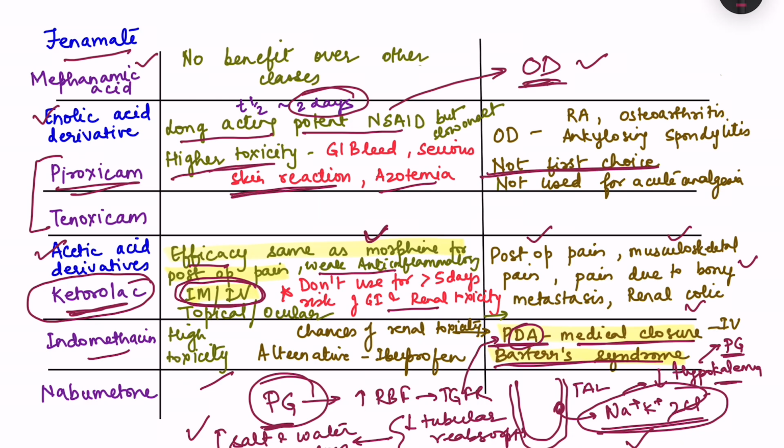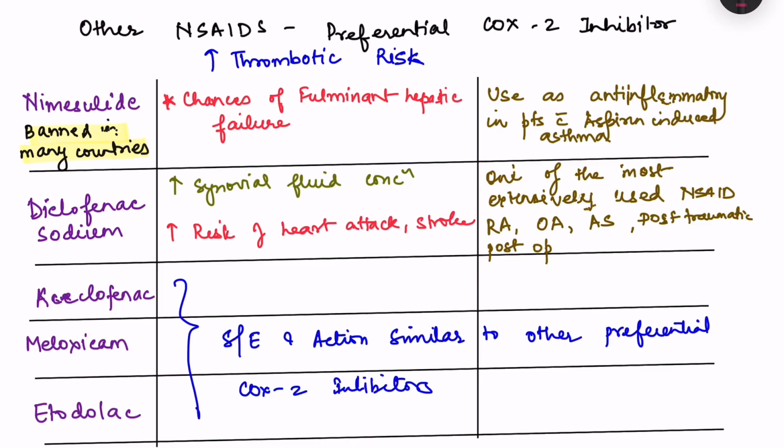Next drug in acetic acid derivatives, we have nabumetone as well. Okay. Then moving on to other NSAIDs, that is preferential COX-2 inhibitors. This preferential COX-2 inhibitor term is used because these drugs inhibit COX-2 more than COX-1.